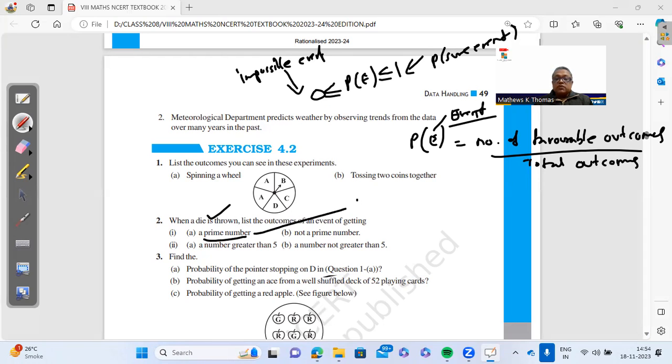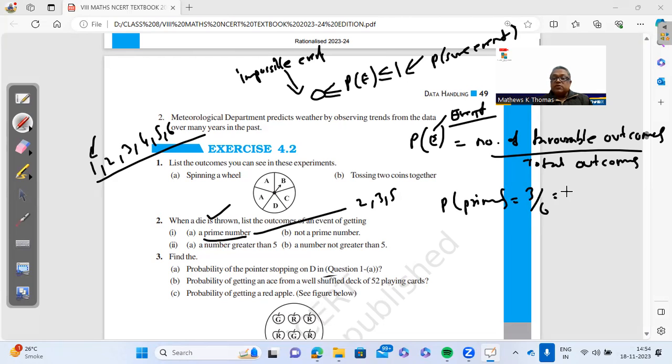It's a prime number. We know that 2, 3, and 5 are prime. When a die is thrown, we have 6 outcomes: 1, 2, 3, 4, 5, 6. But 1 is not prime. Remember that, 1 is neither prime nor composite. Many people write 1 as prime. No, because prime numbers have 2 factors, 1 and itself, whereas 1 has only 1 factor. So 2 is a prime number, with 2 and 1 as factors. 3 is a prime number, 5 is a prime number. So there are 3 prime numbers. So the probability of getting a prime will be 3 upon 6, that is 1 by 2.